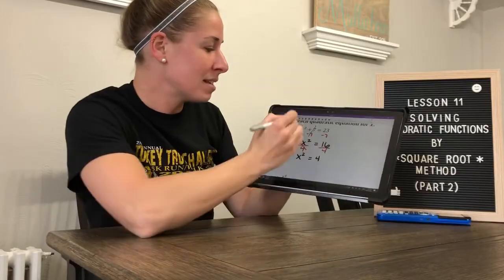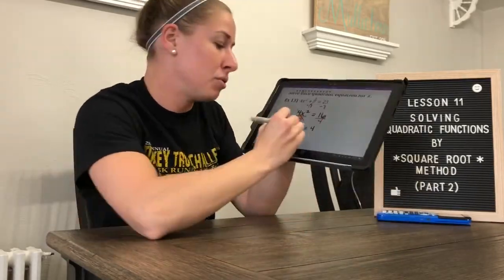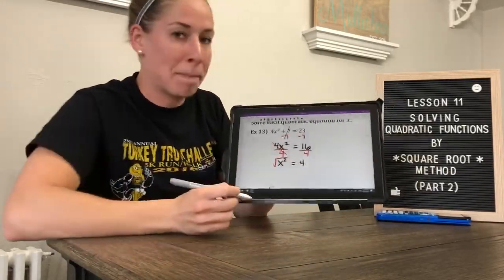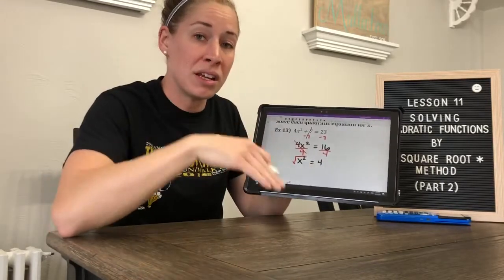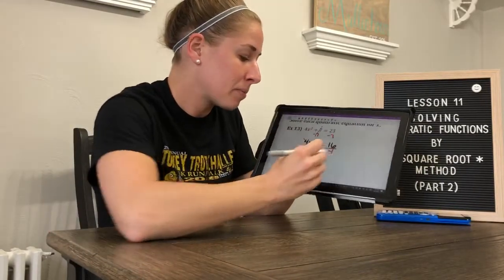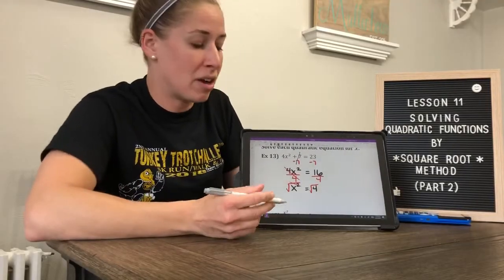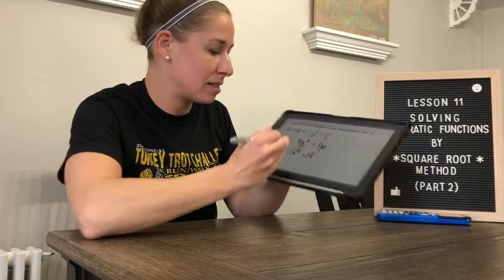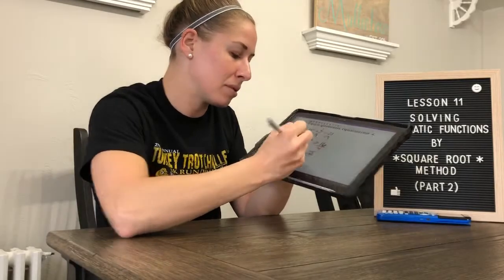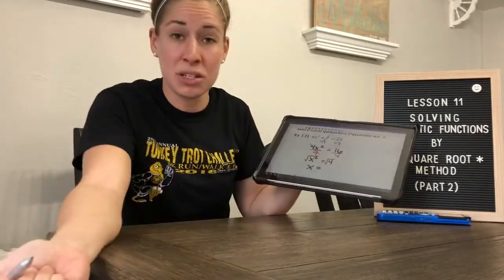Next, x is being squared, so to undo that, you need to square root both sides, because whatever you do to one side, you have to do to the other. Square rooting something that's squared, those two cancel each other out, and you're just left with the x. x equals the square root of 4. What is the square root of 4?